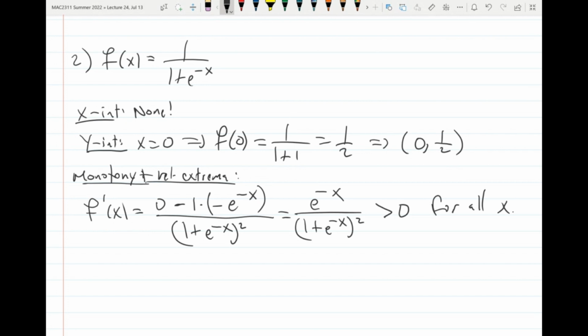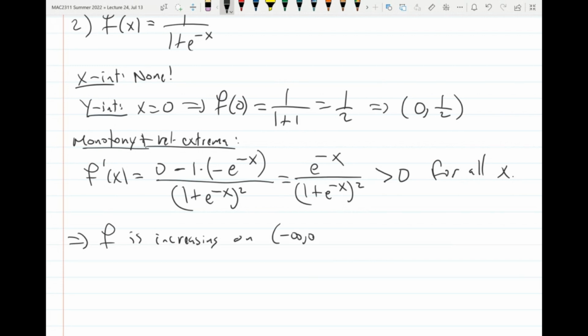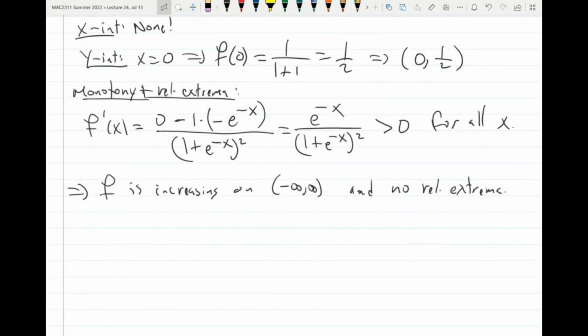Do you understand this? There is no change in sign of the derivative. This is always positive. So what is this telling us about the function? What does that mean about the function? The derivative is always positive. Increasing. So f is increasing on the entire real line. And therefore, because it's always going up, there is no relative extreme. It has no relative maximum, it has no relative minimum. So we know the function is always going up, no relative extrema. Let's see how it is going up.